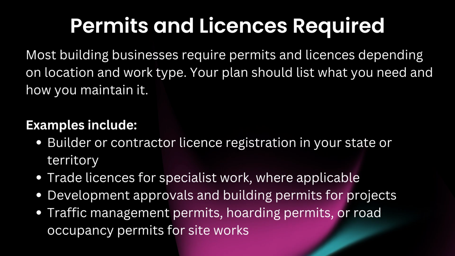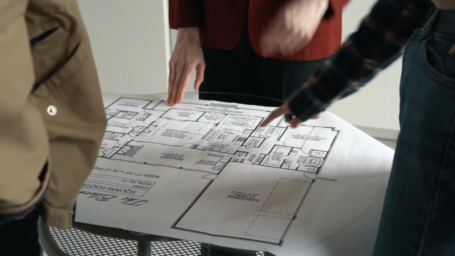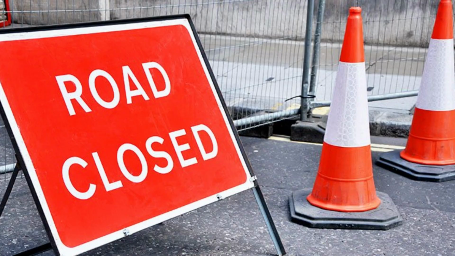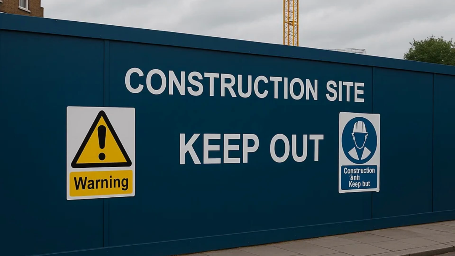Permits and licenses required. Most building businesses require permits and licenses depending on location and work type. Your plan should list what you need and how you maintain it. Examples include builder or contractor license registration in your state or territory, trade licenses for specialist work, where applicable, development approvals and building permits for projects, traffic management permits, hoarding permits, or road occupancy permits for site works.